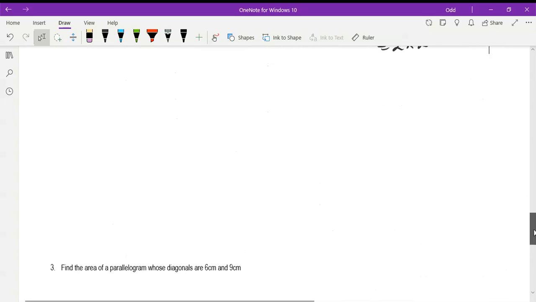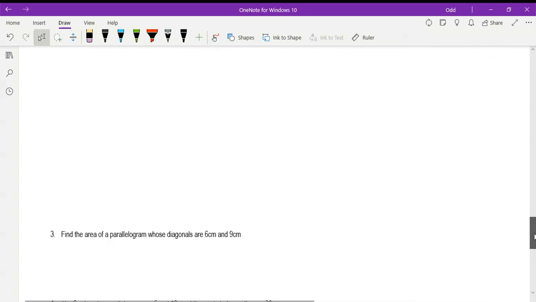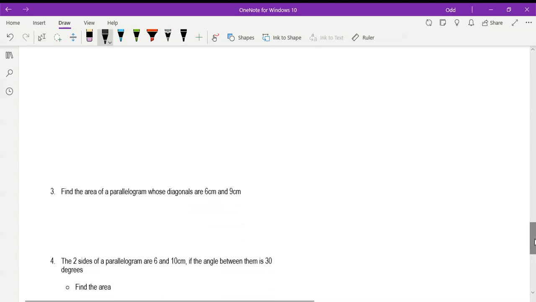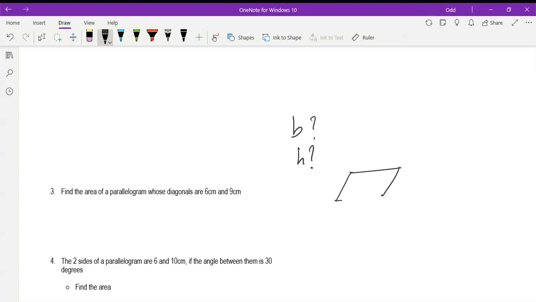Now we have other ways to calculate the area. Find the area of a parallelogram whose diagonals are 6 centimeters and 7 centimeters. So here, we don't know the base or the height, they only give us diagonals. I'll make a separate video on this, but this is just another way of calculating the area of a parallelogram.